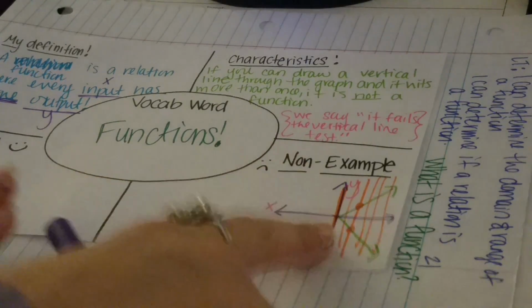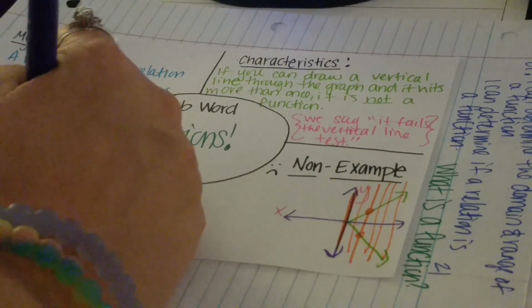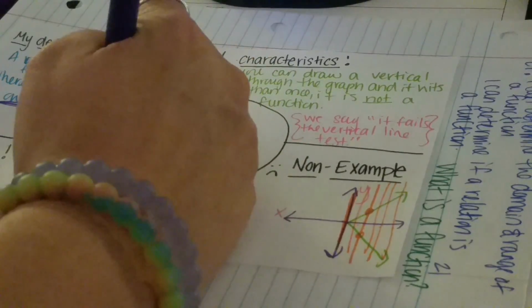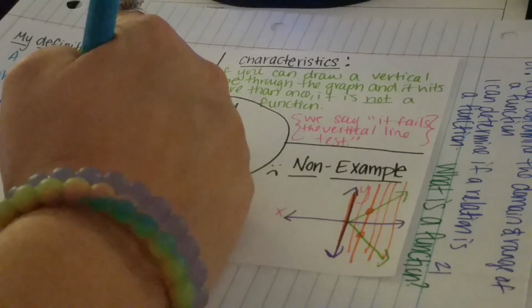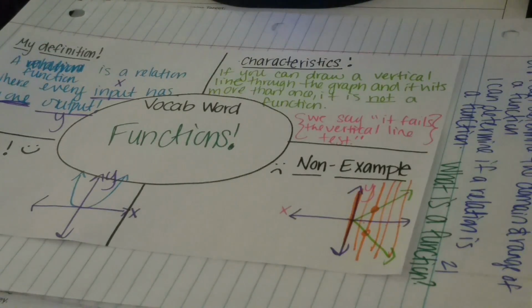So now that we have one that is not a function, we're going to come over here and draw one that is a function. X, Y. All right, this time my graph is going to be blue.